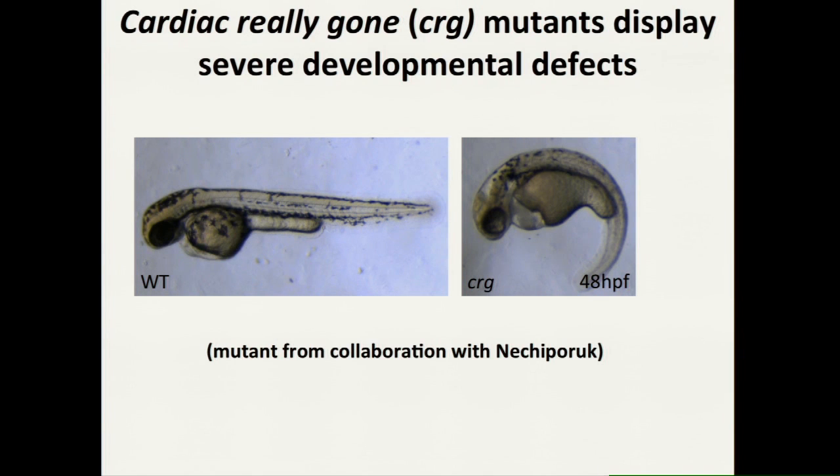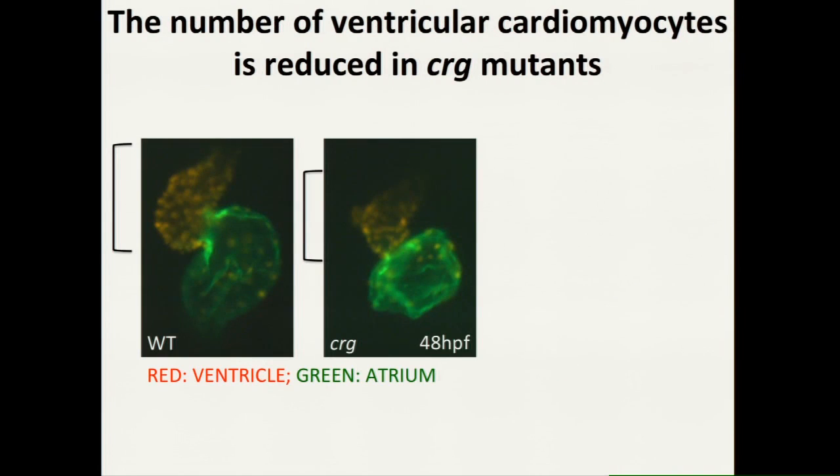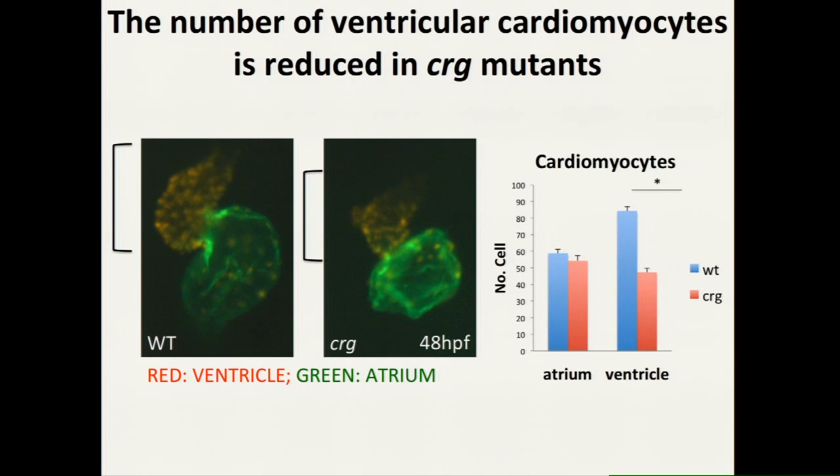But more important for us, when we look at the heart, it becomes more linear and shorter. In addition, we counted the number of cardiomyocytes, and we found the number of ventricular cardiomyocytes becomes smaller, but not atrial. So it indicates the CRAG mutant has a specific heart development defect.